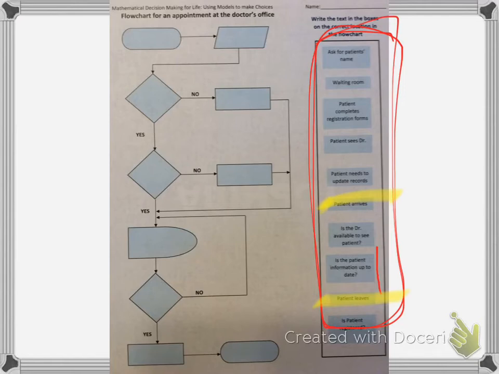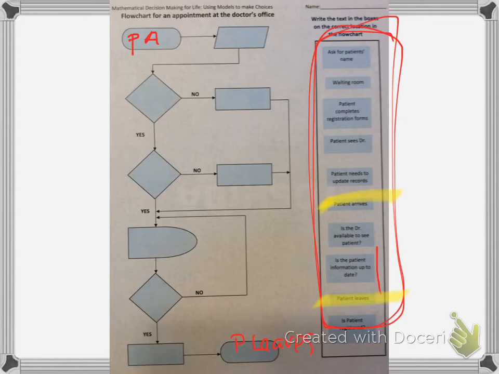So in my flowchart, that's what I'm going to do. This is going to be the patient arrives, and I don't have very much room, so I'm just going to abbreviate. So PA for patient arrives. And then down here at the very bottom, the circle down here, this would be where the patient leaves.